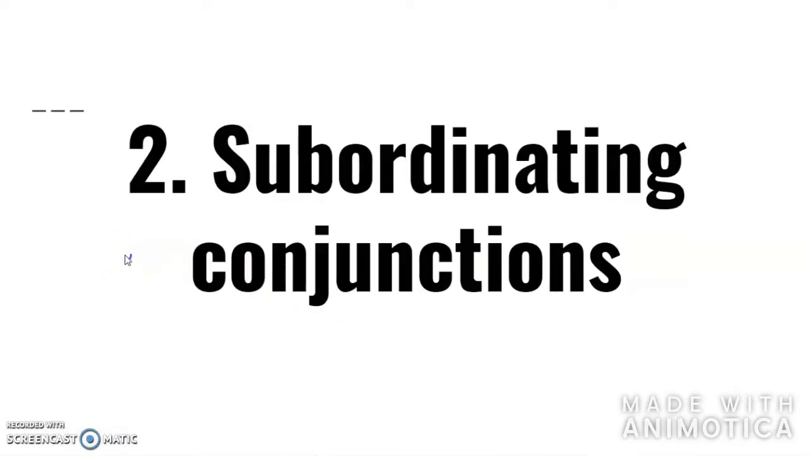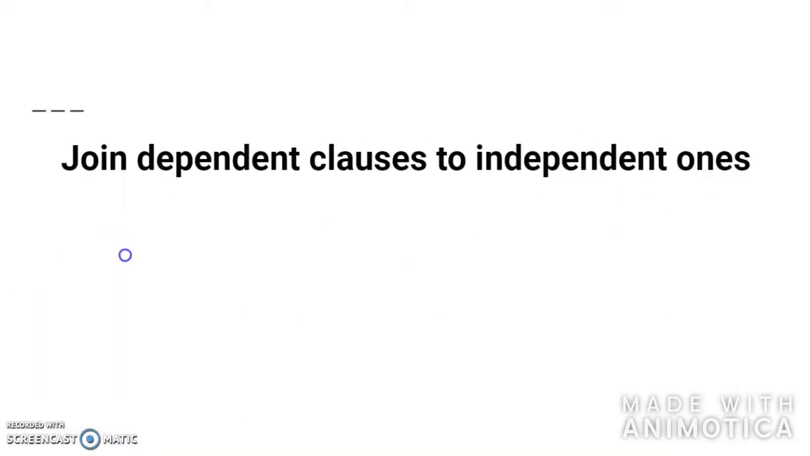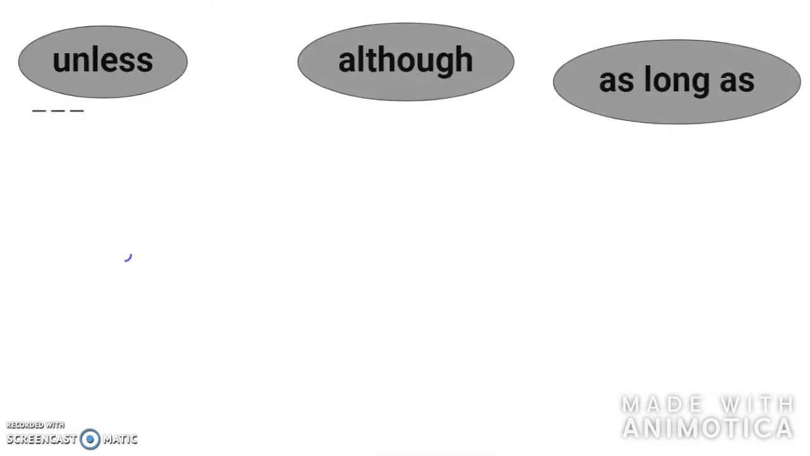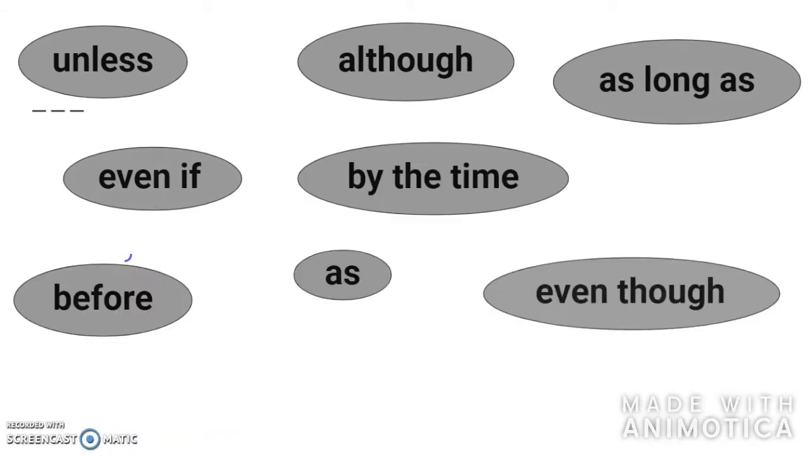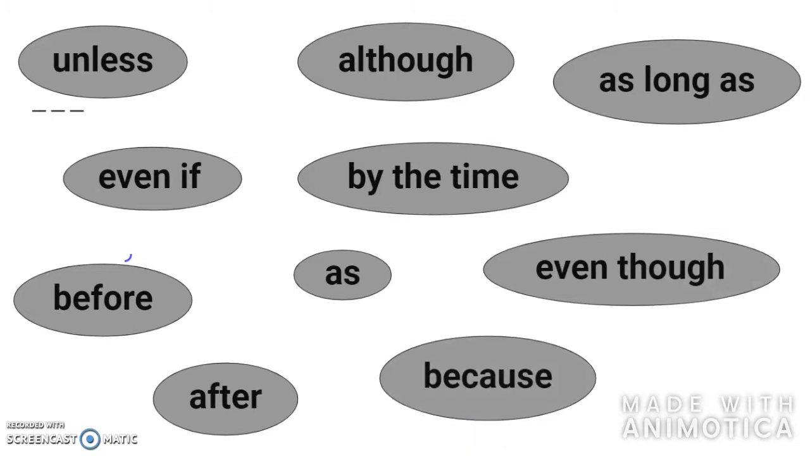Now we have subordinating conjunctions. Subordinating conjunctions join dependent clauses to independent ones. Let's see an example. Mary will sell her camera unless she learns how to use it well. In this case, unless means except. There are many subordinating conjunctions. Some of them are unless, although, as long as, even if, by the time, before, as, even though, after, because, and as if.